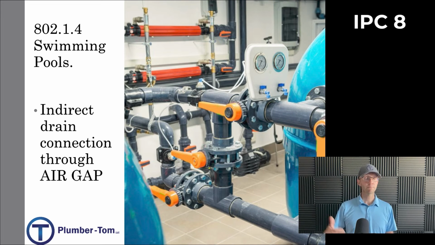802.1.4 specifies how we handle swimming pools. Now, swimming pools sometimes are very involved with the amount of equipment and piping and systems for filtration, for heating, for chemical treatment. All of those mechanical systems are going to likely have some discharge pipes, right? If we need to drain them or if there's a problem and it opens up. So we have an indirect waste connection on any of those.